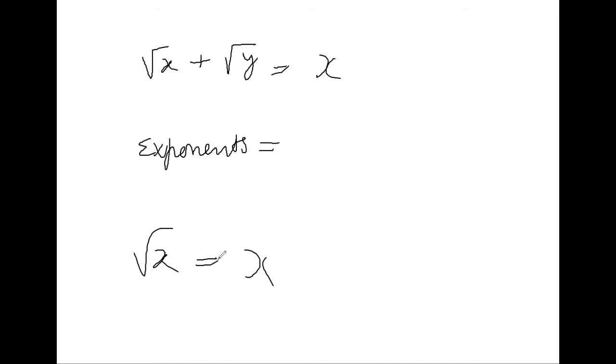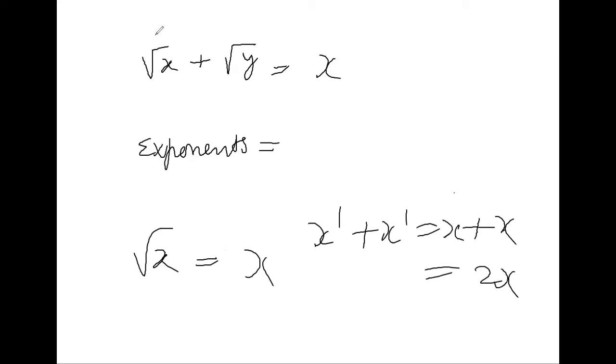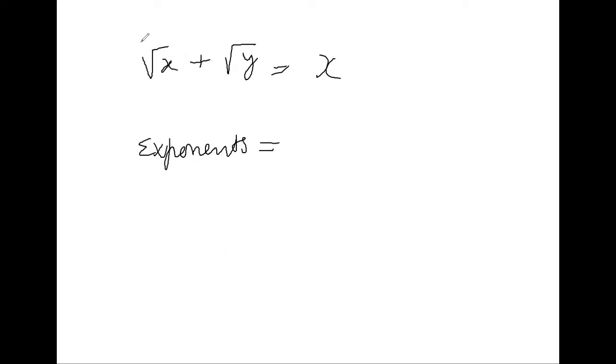What are you saying? x raised to power 1 plus x raised to power 1. This is wrong. x raised to power 1 plus x raised to power 1 means x plus x, which is 2x. This is not 2x. No. x raised to power 0 is 1. This is not 1.